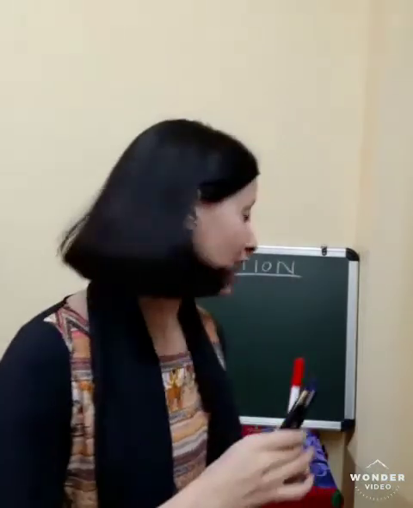Okay, listen again. I was having 5 pens. Out of these 5 pens, I have taken out 2 pens. So I am left with how many pens? 1, 2, 3. Okay, so taking out some number from another number is called subtraction. From this 5, I took out 2. This is called subtraction.